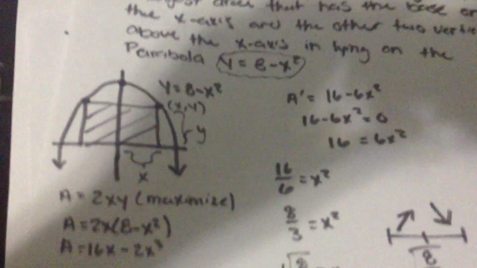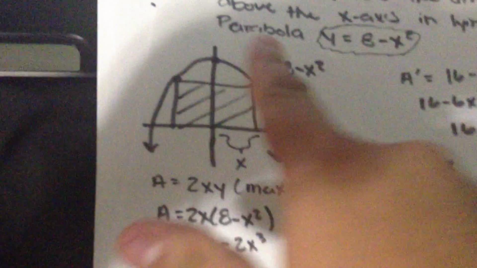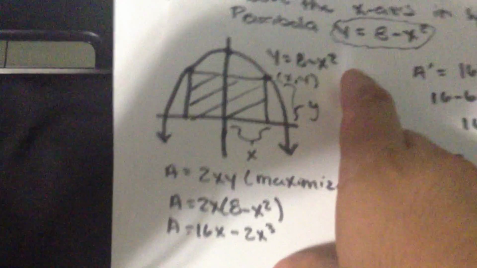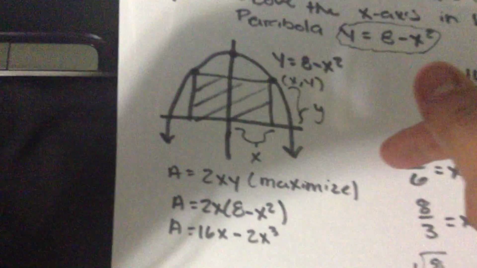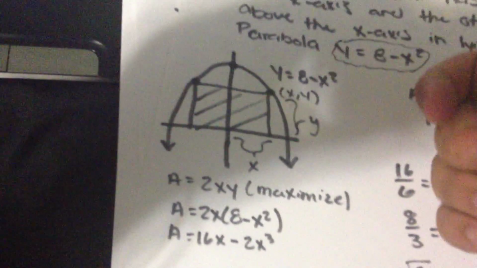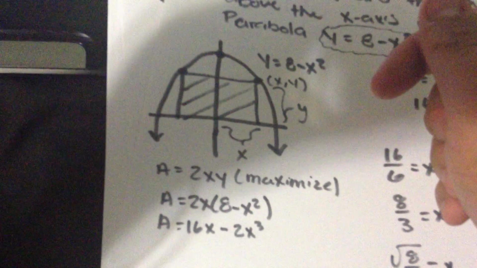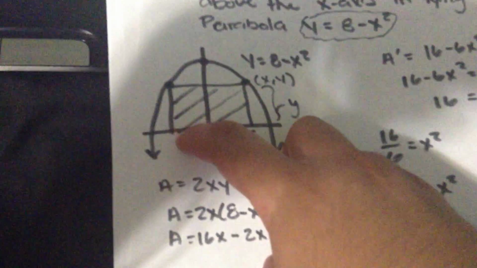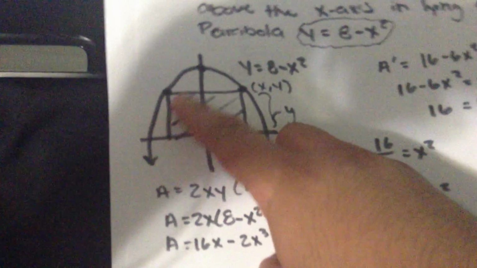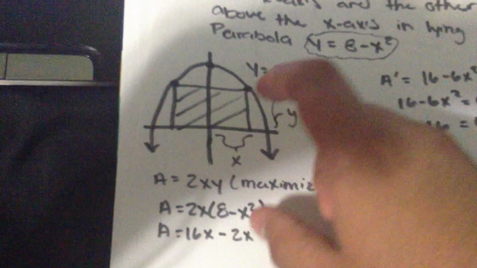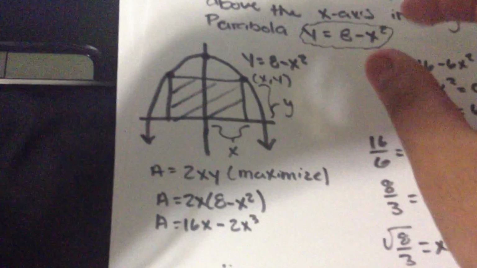So what the heck are they saying? Pretty much I drew my parabola, y equals 8 minus x squared, so it's going to be upside down and shifted up 8 units. So you're supposed to put a rectangle inside, and we want our rectangle to have the max area, the most area we could get.